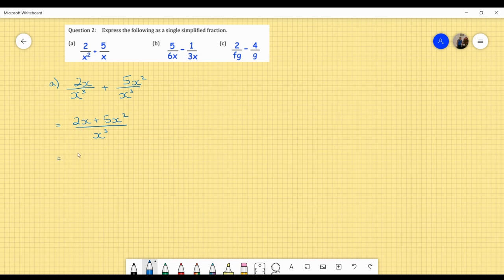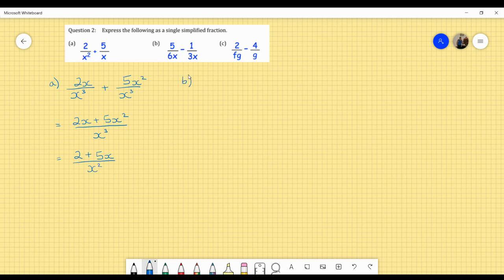So there's an x in the 2x, so that will go down to 2. 5x squared, when we reduce it or factorize an x out, we'll end up with just 5x. And then x cubed, when we take out a factor of x, we'll end up left with x squared.